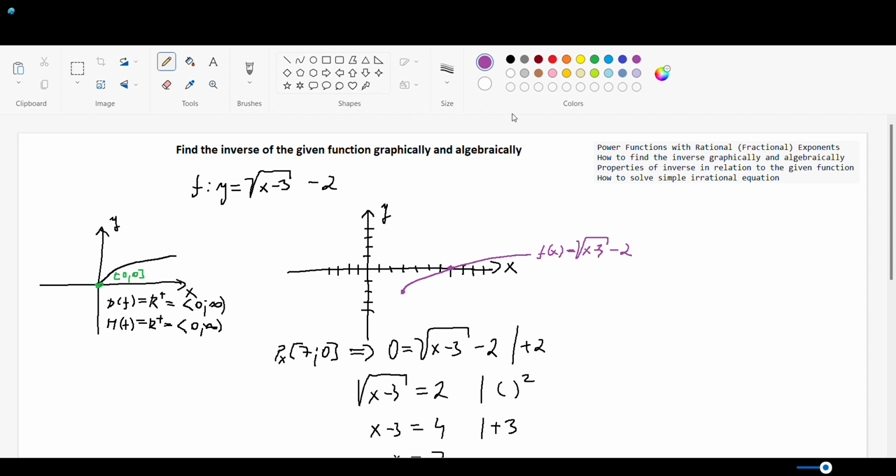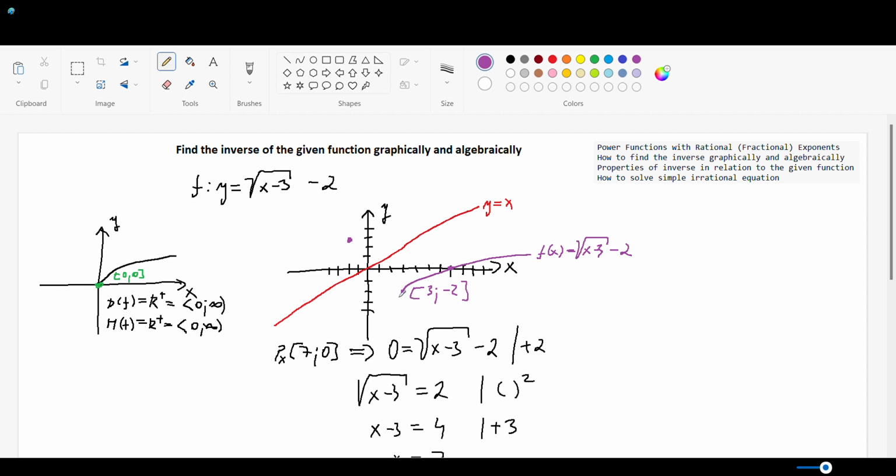As far as we know, the inverse is symmetric with respect to the line whose equation is y equals x. Basically, it would mean that our point, whose coordinates are 3 and negative 2, will become the point with coordinates, you think about it? Yes, negative 2, which is here, and positive 3. So here is my point.